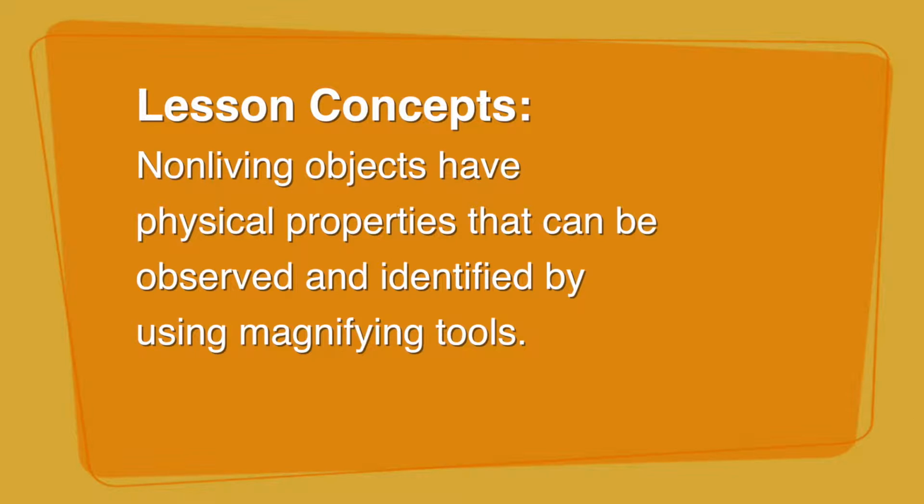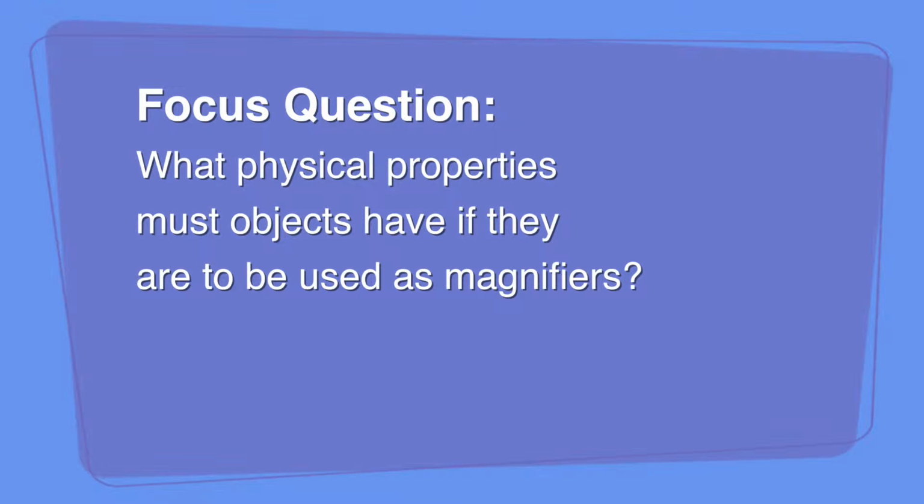Let's go ahead and start with Lesson 3, learning about lenses. The lesson concept is that non-living objects have physical properties that can be observed and identified by using magnifying tools. The focus question is, what physical properties must objects have if they are to be used as magnifiers? Go ahead and post the focus question and the word card physical property in the pocket chart.